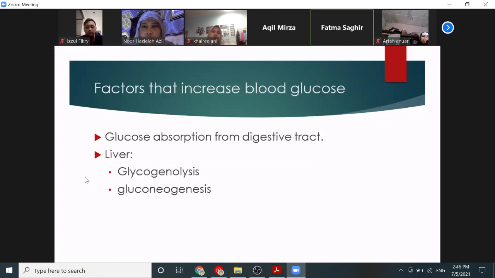So we can say factors increasing our blood glucose, increasing the normal one. We are not speaking about pathological. Normally, we have glucose, number one, from our food. We already know the process from carbohydrate: digestion and absorption of carbohydrate. So we get glucose and other sources also for energy. From the liver, mainly converting glycogen into glucose. Number two, from the liver also producing new glucose from non-carbohydrate sources.